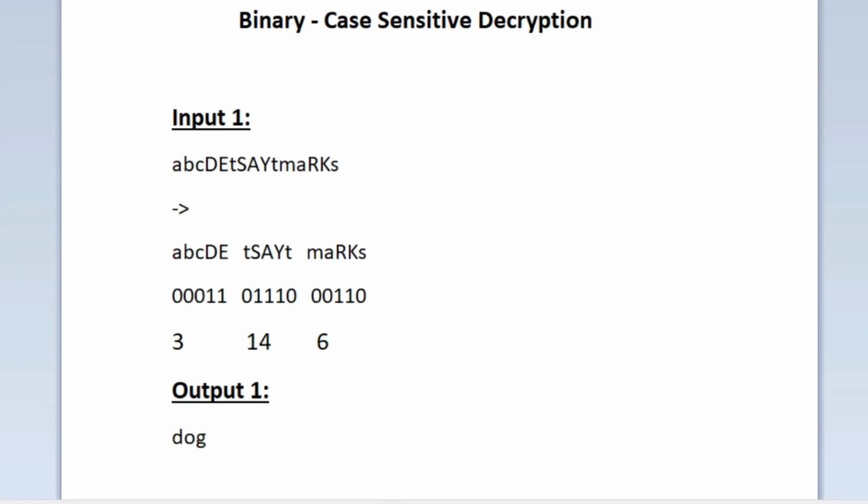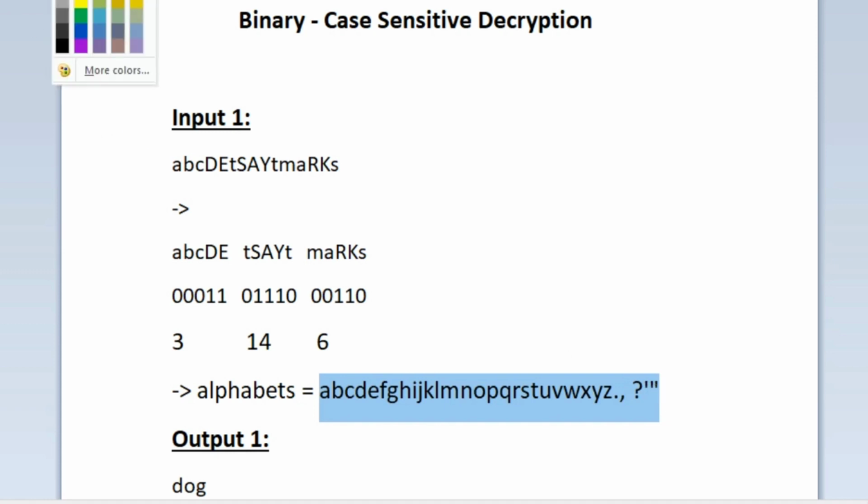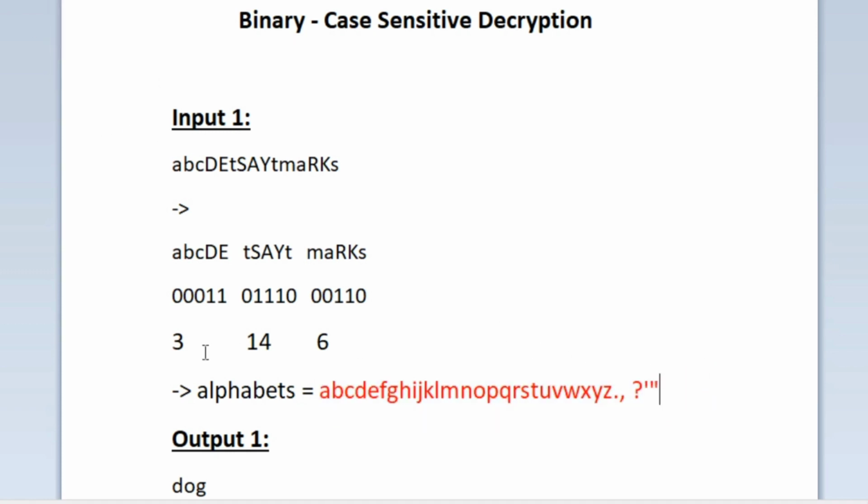So our alphabet array will contain 32 characters. So the first 26 characters are the alphabets from A to Z. And after Z we have some special characters like dot, comma, space, question mark, single quotes and double quotes. So these are all the characters present in our alphabet array. So here is our alphabet array. So I am highlighting it in red color. So using the characters we have to decrypt our string.